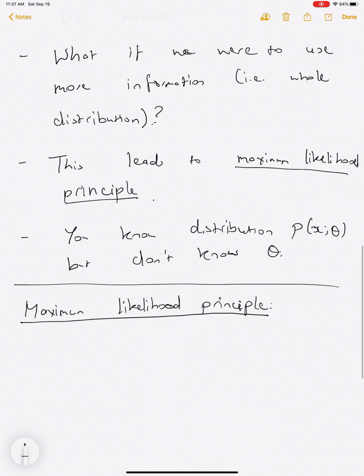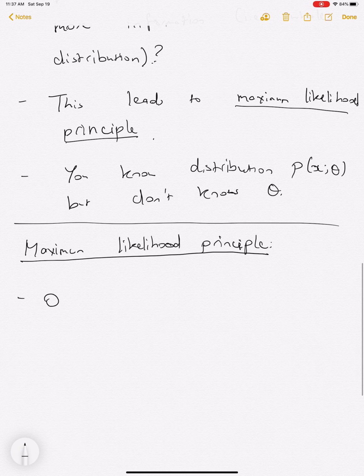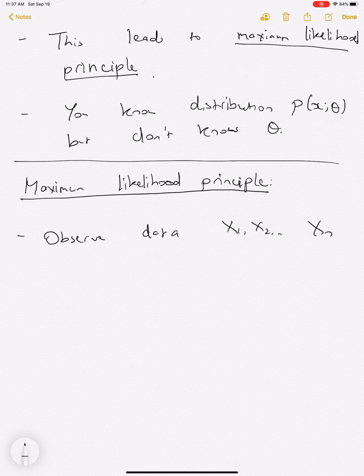So the basic idea behind the maximum likelihood principle is that we observe data x1, x2, up to xn. And then the question we ask is, how likely are you to observe that data?